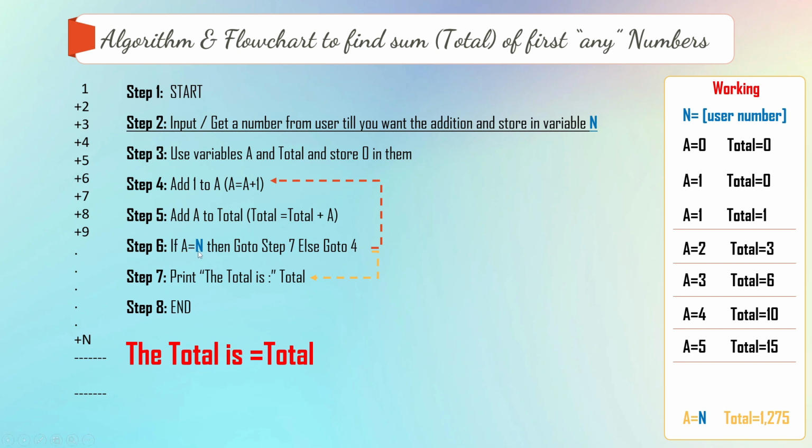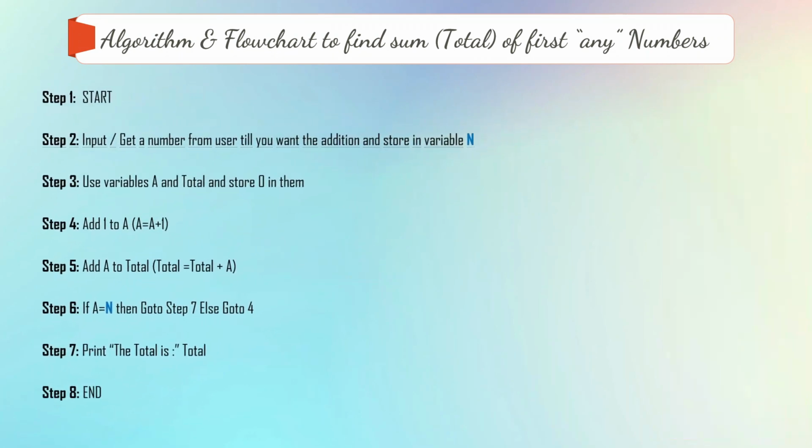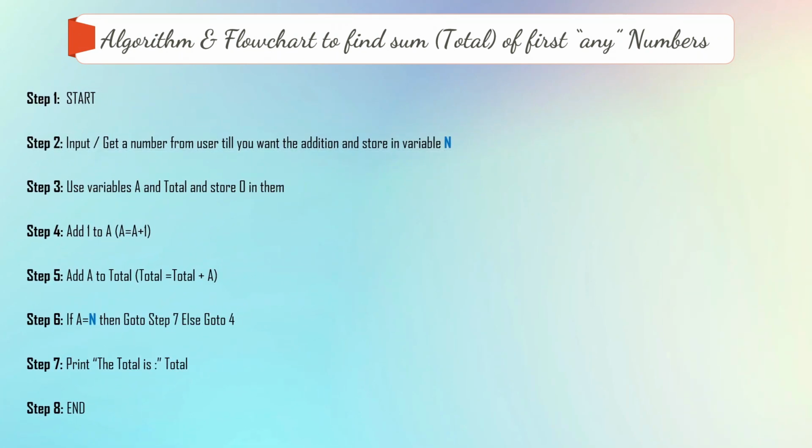Once the value of a reaches the value of n, it will come down to the 7th step and it will print the total is total. So the program will end here after this. Got it? Once we write a flowchart for this, you will understand it more clearly. So let us write a flowchart now.